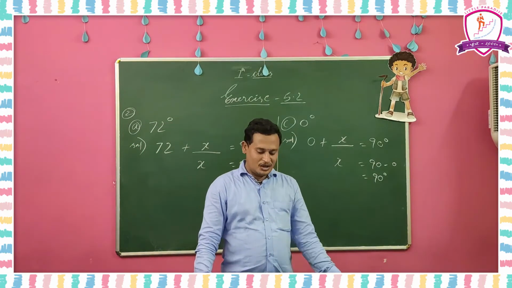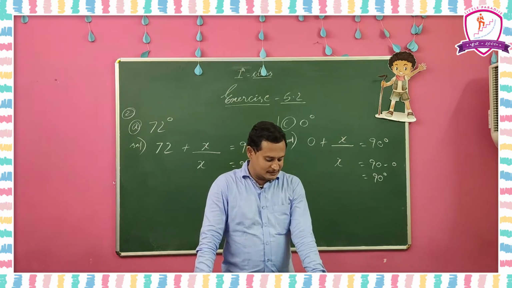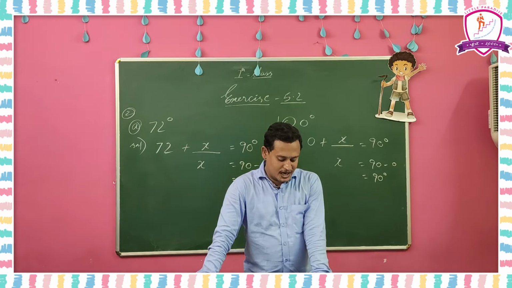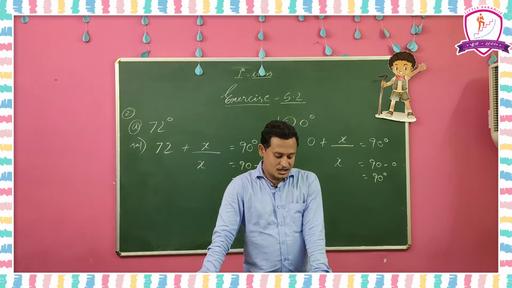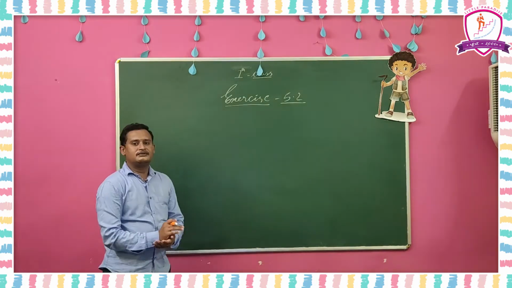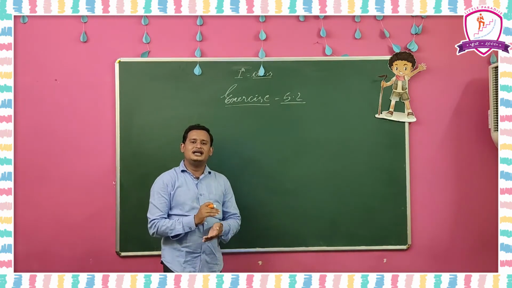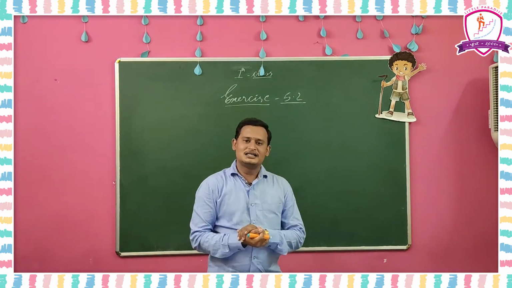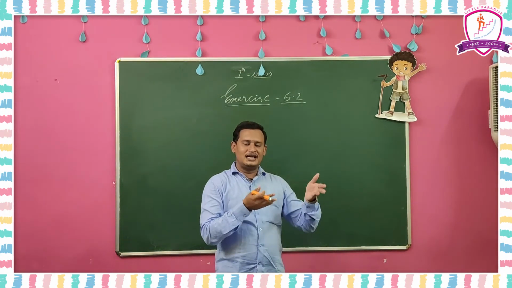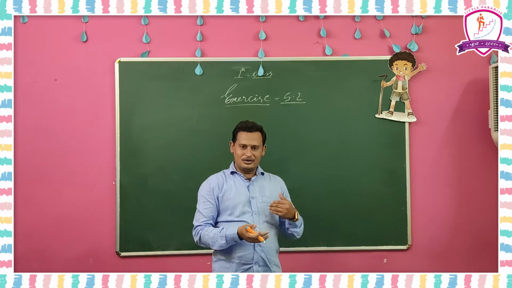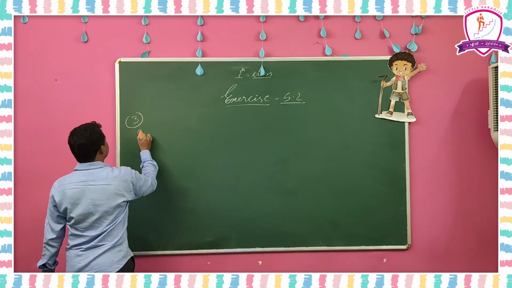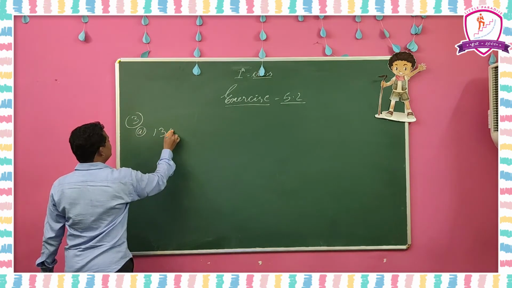You can use this model and complete the remaining sums. In the second Roman numeral, we completed finding the complement for the given angle. Now the third Roman numeral: what is the supplement for the given angle? If the sum of two angles is equal to 180 degrees, those angles are called supplementary angles. So we have to find what should be added to the given angle to get 180 degrees. For third Roman numeral A, 135 is given there.